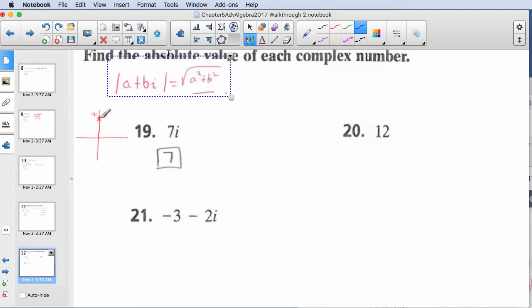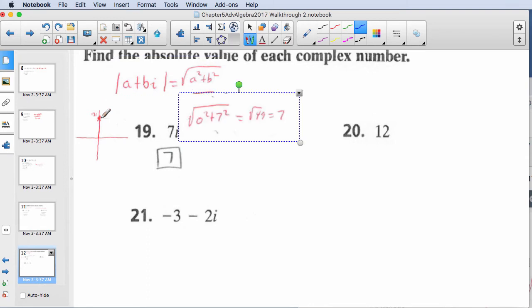However, if you'd like to use the general formula, the absolute value of a plus bi is just given by the Pythagorean theorem. So we can go 0 squared, because 0 is the real component, plus 7 squared. Add those together, that's the square root of 49, and that's 7.